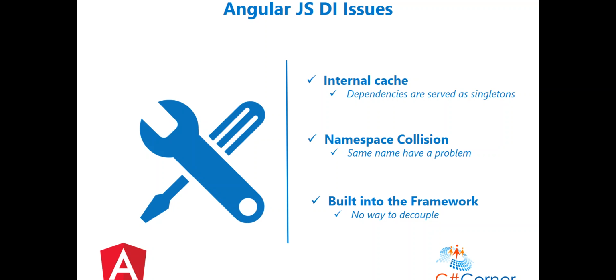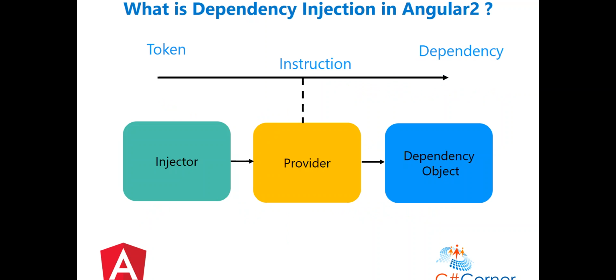Now these items are all completely solved in a different approach, in a different manner, in Angular 2. That is where we are going now: how we are taking DI in Angular 2. The existing issues we have seen, like the namespace issue and singleton, have been solved, and we get into Angular 2 in a fresh manner. So that's what we are going to discuss.